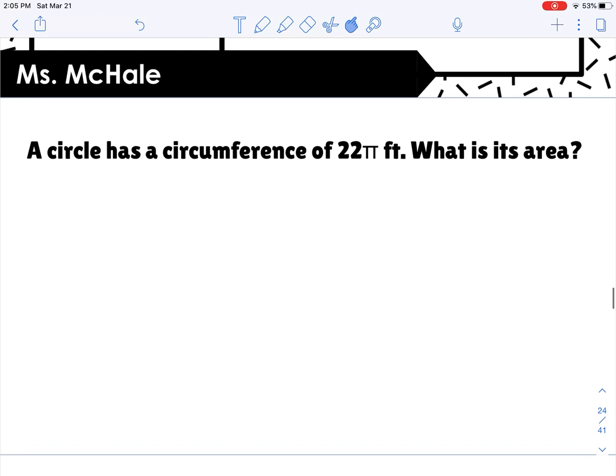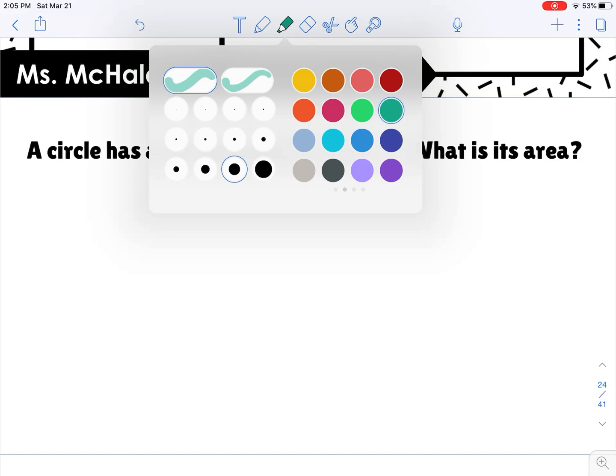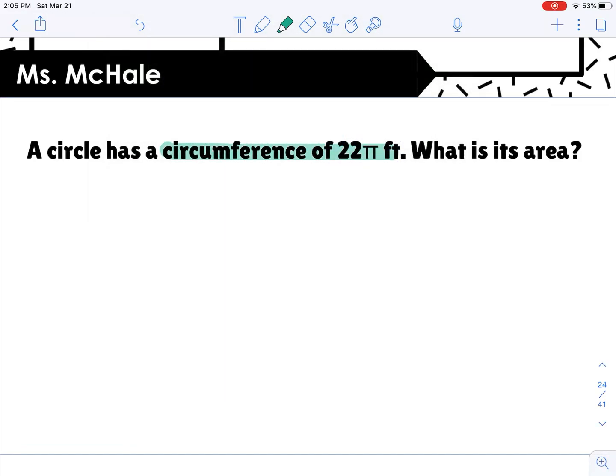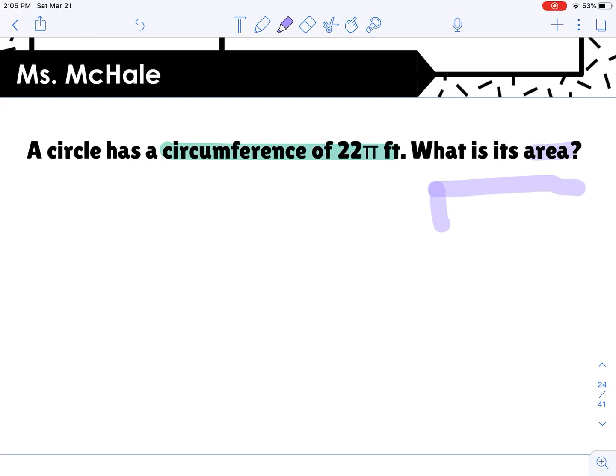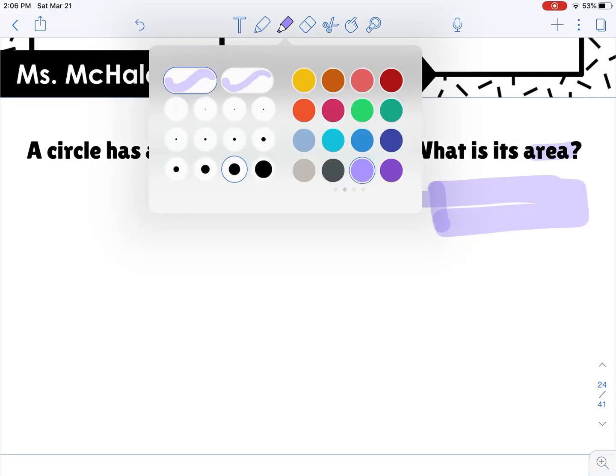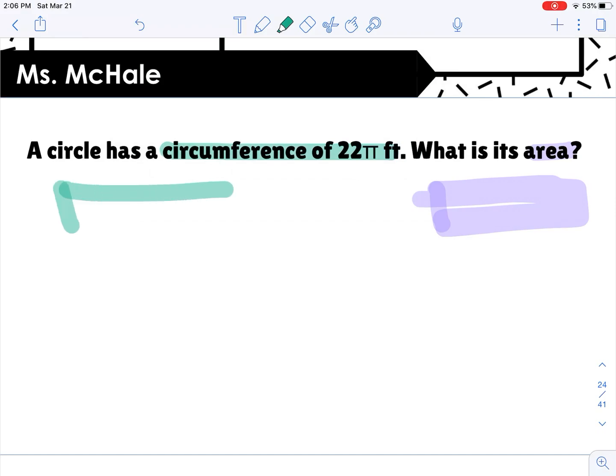So we know a circle has a circumference of 22 pi feet. We want to know what the area is. So let's just underline or highlight our important information. Circumference is 22 pi. That's very important, and what we want to know is the area. So our goal here is area, and we're starting with circumference. So circumference is 22 pi feet.